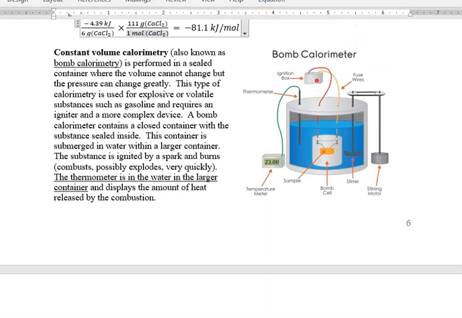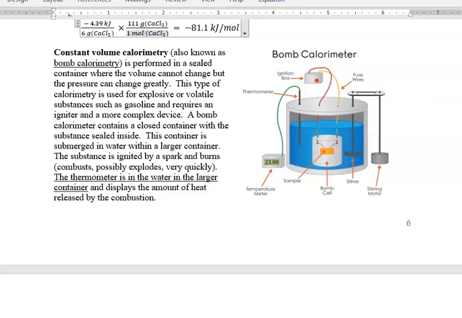Okay, constant volume calorimetry. This is called bomb calorimetry. It has a constant volume, which means you have to have a lid on it because you're going to literally explode something, make something explode or burn something. And it's performed in a sealed container where the volume cannot change, but the pressure can change greatly. So if a bomb goes off, it's going to cause a great change in pressure.